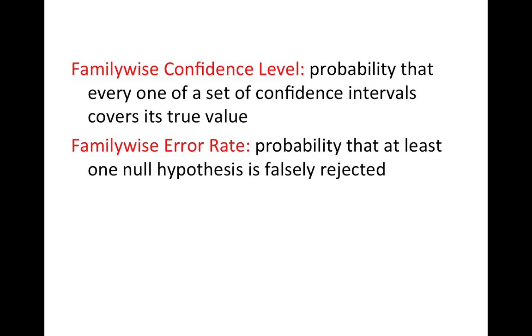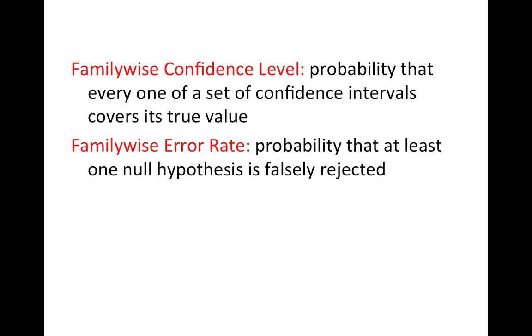The tests we've talked about so far have as their goal the family-wise confidence level, or the family-wise error rate. Remember, the family-wise confidence level is the probability that all the confidence intervals in the set will be successful. And we want, for example, to make that probability equal to 0.95.